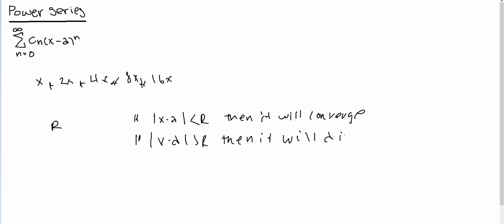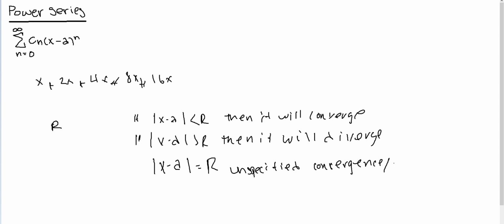Okay, but as you can notice, these two are both extremes. They don't account for the equal to, but if the absolute value of x minus a is equal to R, then we don't know if the series will converge. It may or may not. We don't know, but we account for this as an unspecified convergence/divergence. So there's nothing denoting whether this can be determined as a convergent series or a divergent series.